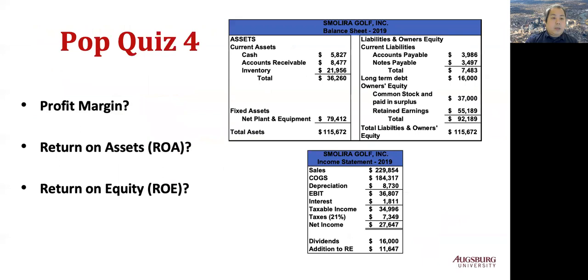So next pop quiz: calculate profit margin, ROA and ROE. Please solve. The profit margin equals net income divided by sales. Net income is 27,647. Sales is 229,854. 12.03%.